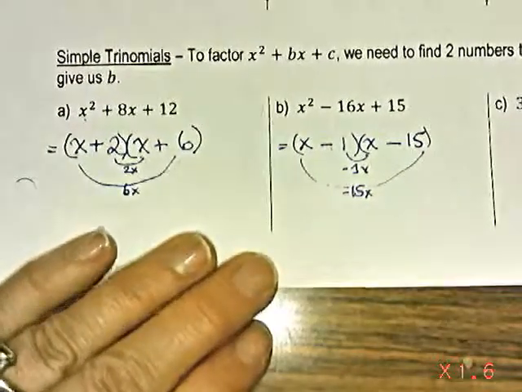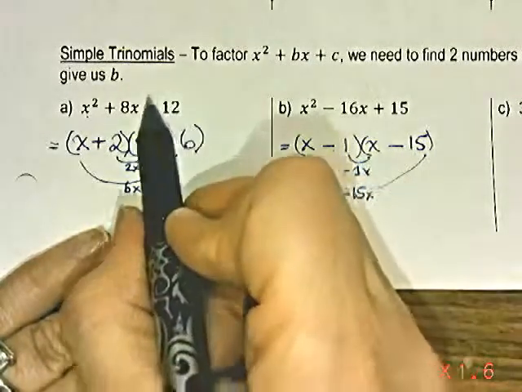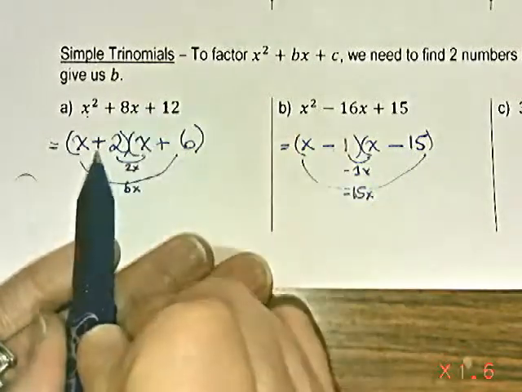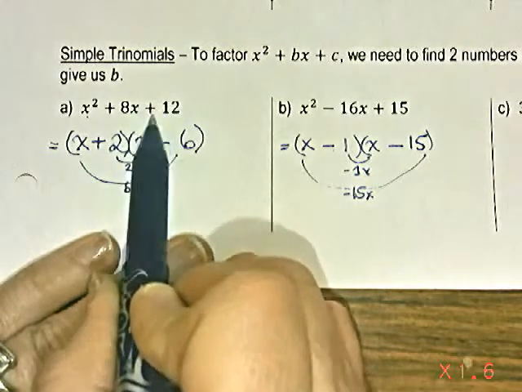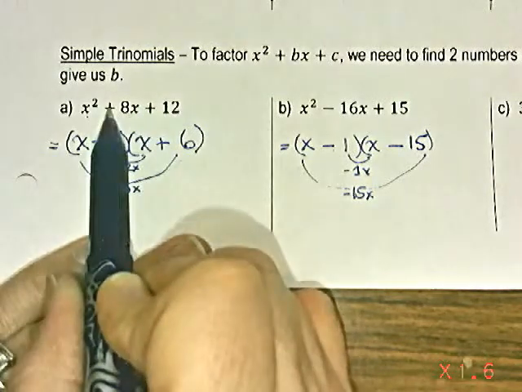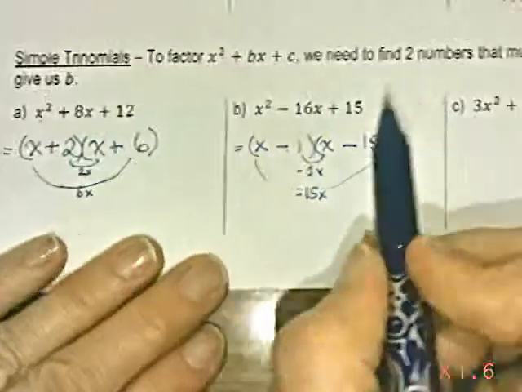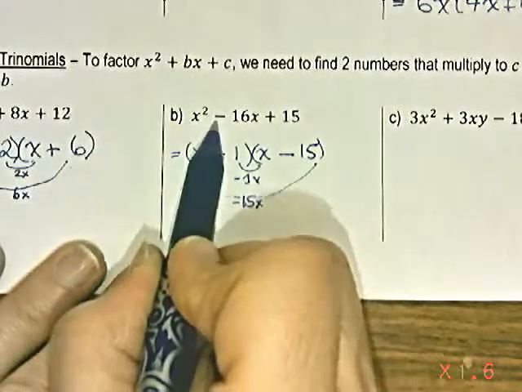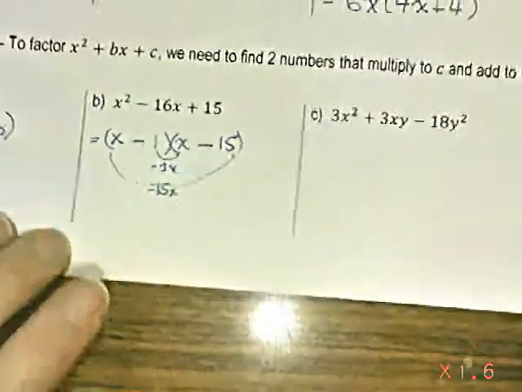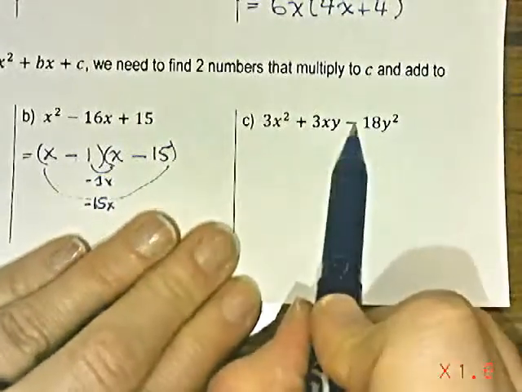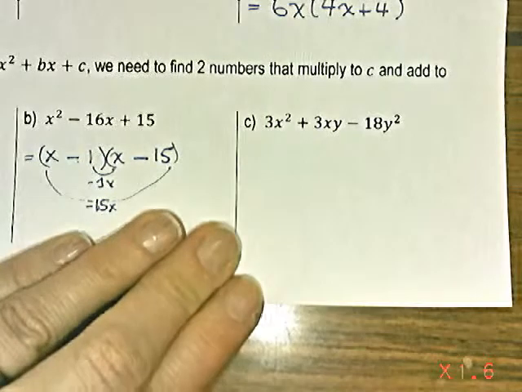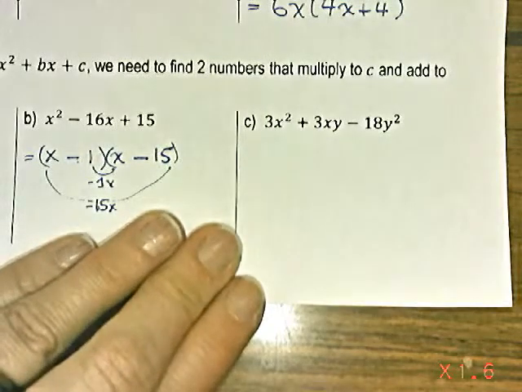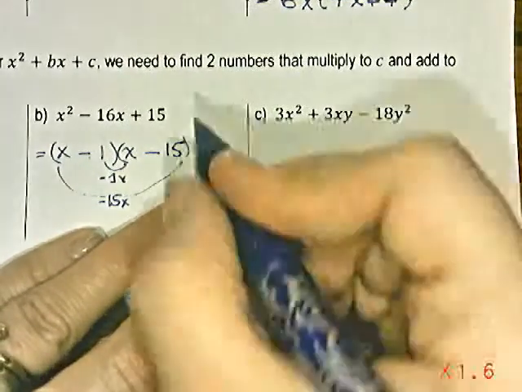I teach my grade 10s to recognize this as my last sign tells me whether my signs are either the same or different. Here my signs are the same, they are both positive. Here my signs are the same, they are both negative. Here my signs are not going to be the same. They're going to be an opposite sign, and the bigger one is going to be the positive, or the one that results in the bigger term if we were to expand it.